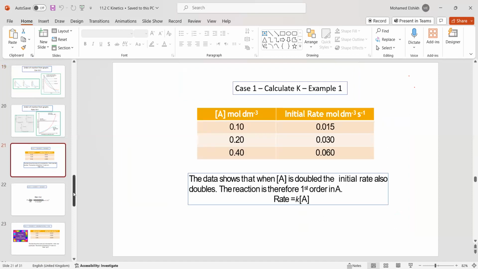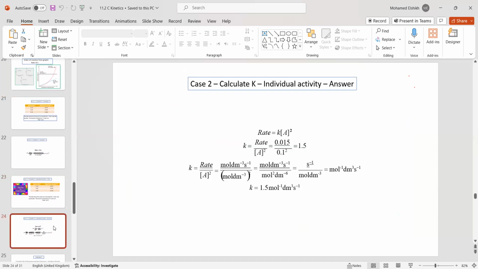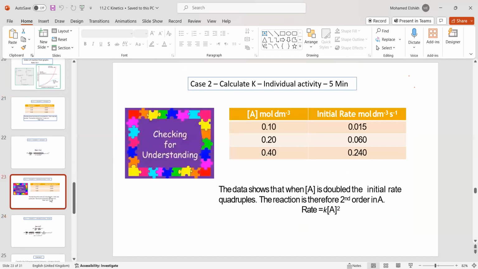Okay. We will take this activity and solve it together. Okay, so now we have this equation.